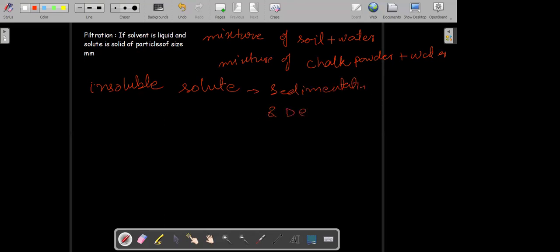Sedimentation and decantation. Sedimentation is the process where the sediments, or the solute particles, are left for some time so as to allow the particles to settle down. When the solute particles settle down at the bottom, they can be separated out by the process of decantation. Decantation means pouring the contents of the substance from one beaker to another, from one container to another container. That process we call sedimentation and decantation.